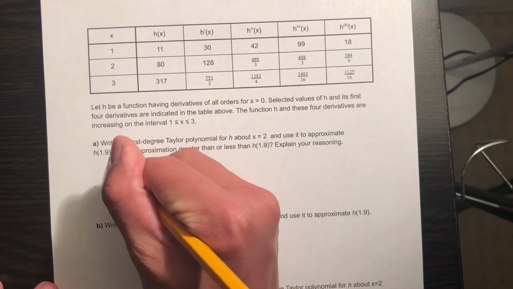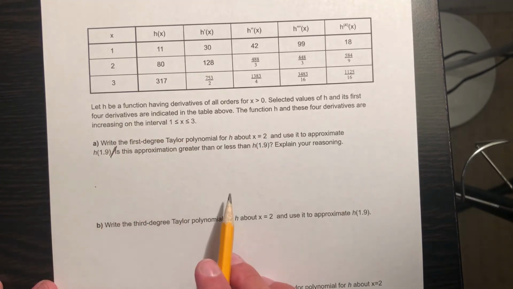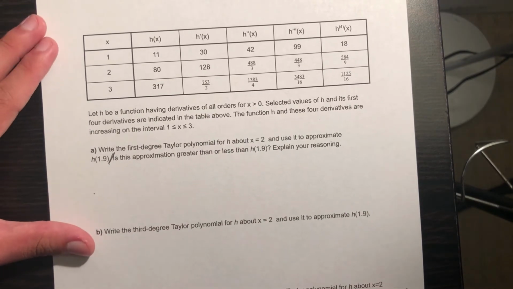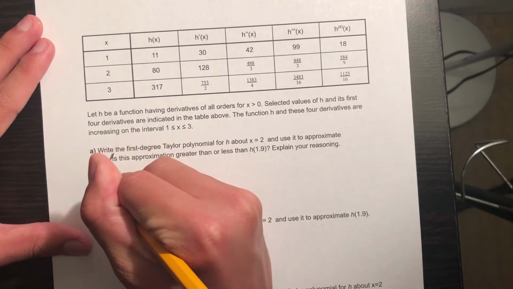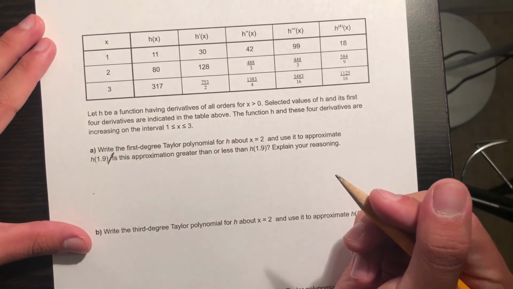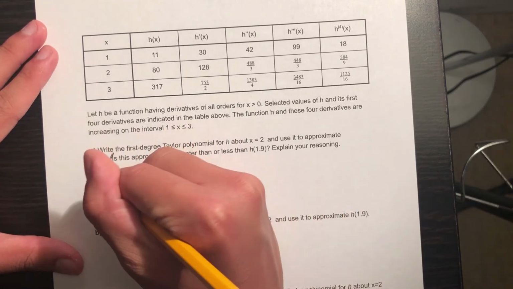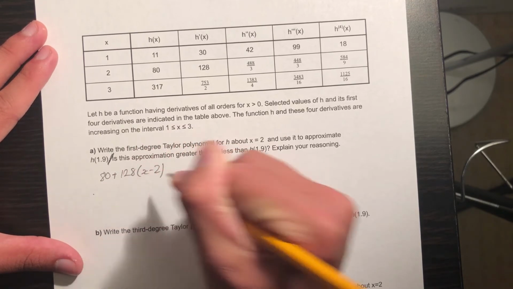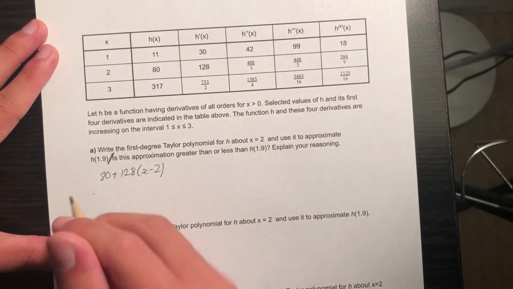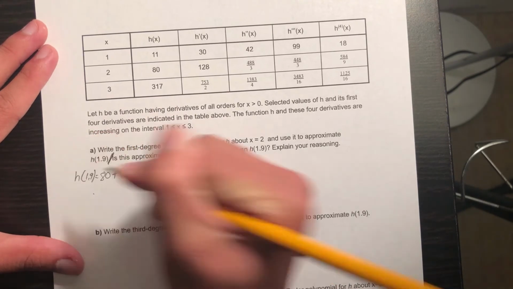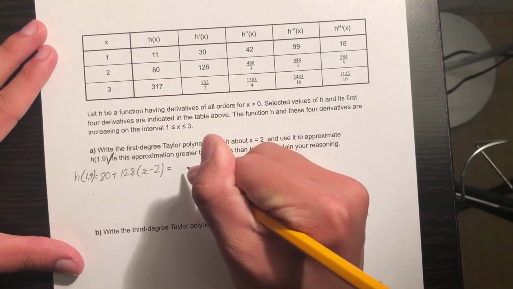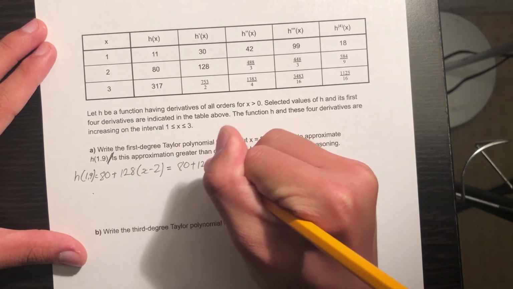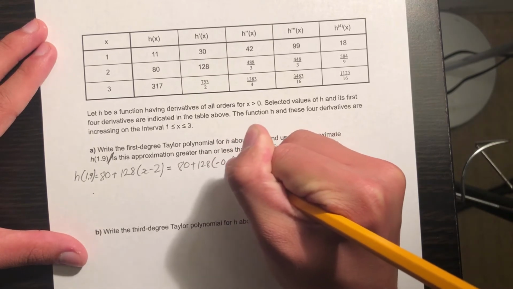So let's split this problem up into 2 parts, A1 and A2. To do A2, you need to do A1 first. To write the first degree polynomial, you follow the formula as I showed you before. So it's 80 plus 128 times x minus 2. Now, you want to solve for h of 1.9, so you just sub 1.9 in for x. So 80 plus 128 times negative 0.1.